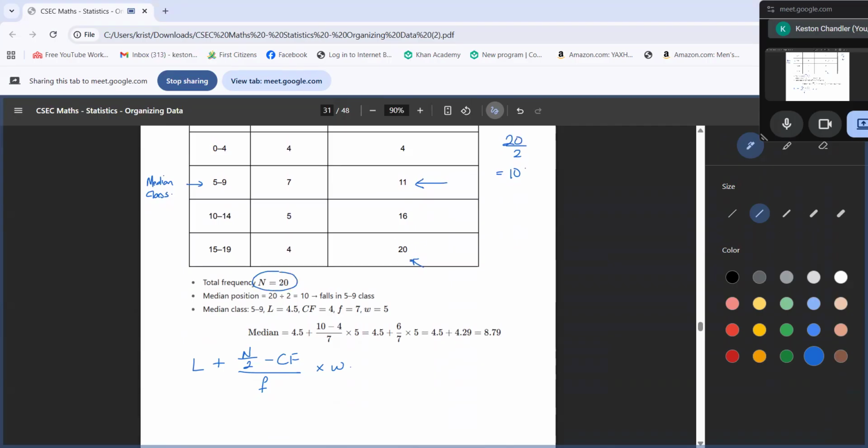Now, N is going to be our total frequency, 20. Right? That's the total of our cumulative frequency column. We know that the median position is 10 and it falls in the 5 to 9 class. Now, looking at the median class, L is my lower boundary of that class. Lower class boundary of 5 to 9 is equal to 4.5. It's 0.5 less than the lower limit. Right? We already calculated what N over 2 is. N over 2 is going to be 10. CF is the cumulative frequency of the class before. So going back up here, this is my cumulative frequency before.